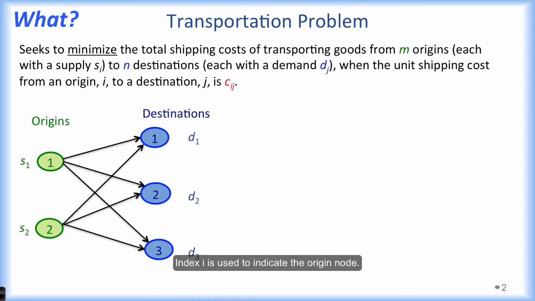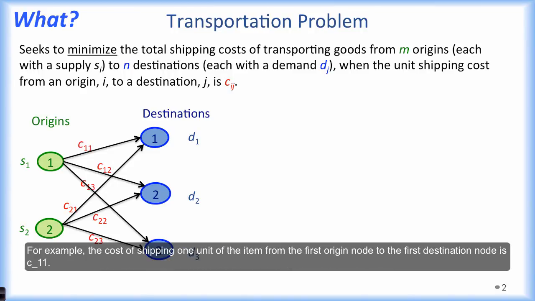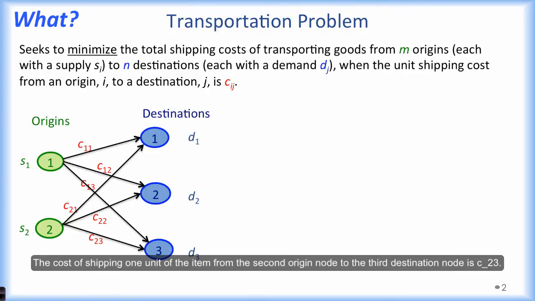In order to formulate the problem, we will use index I to denote the origin node. Similarly, index J is used to indicate the destination node. And the unit shipping cost from node I to node J is denoted by C subscript ij. For example, the cost of shipping 1 unit of the item from the first origin node to the first destination node is C11. And the cost of shipping 1 unit of the item from the second origin to the third destination is C23.